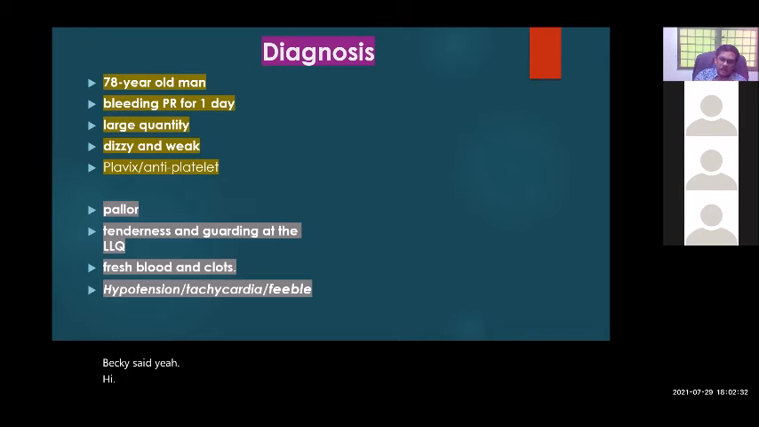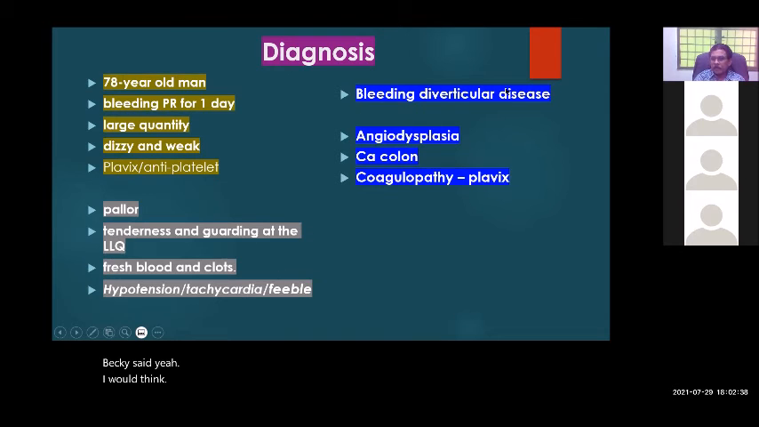Okay. So looking at this clinical picture, I would say it is from bleeding diverticular disease. Alright? And the others, angiodysplasia. The other important thing in an old patient, you must always think of CA colon. These are the three things in an elderly patient who comes with a large amount of PR bleeding, fresh bleeding: diverticular disease, angiodysplasia, CA colon. All the others can occur, like radiation colitis and all that, but they don't come with such severe bleeding like this patient. Okay, so I agree with you.